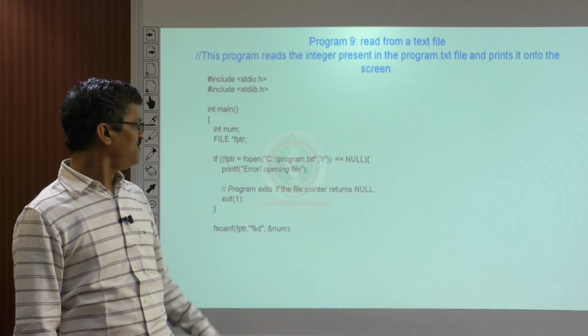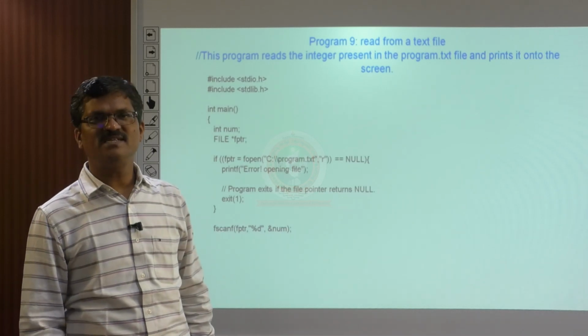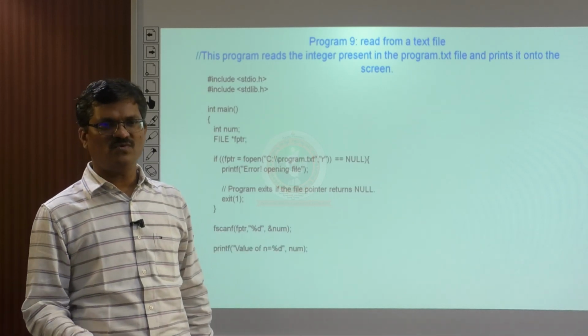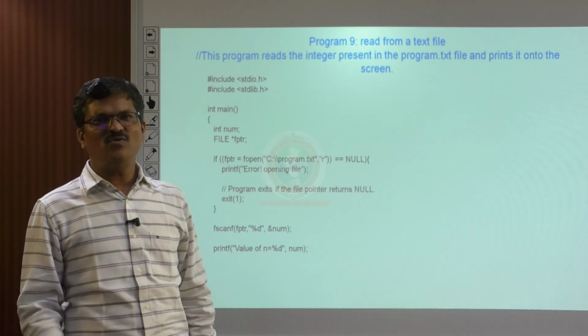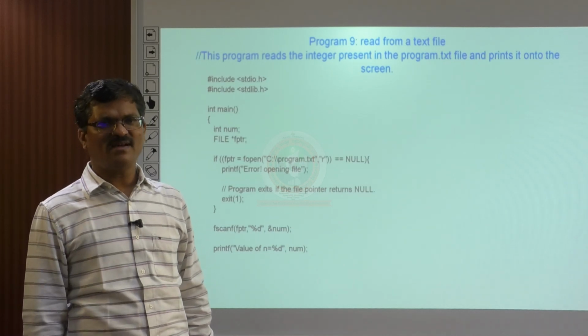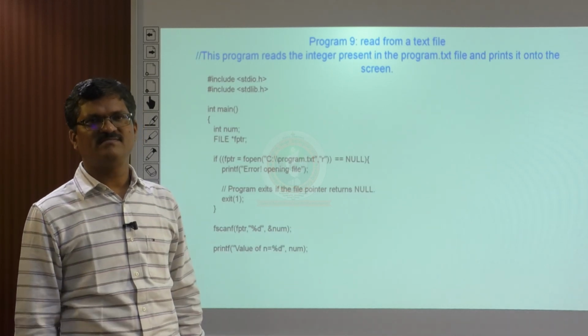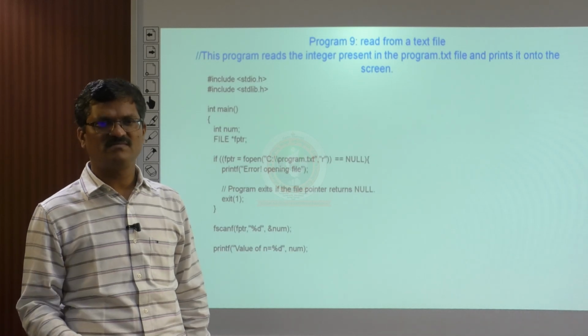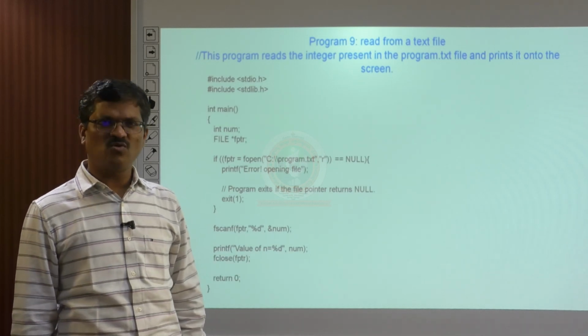So, fscanf, fptr, percent d, &num. It reads the value, whatever is there in that file, and prints it onto the screen using the normal printf function. Okay. So, close the pointer.